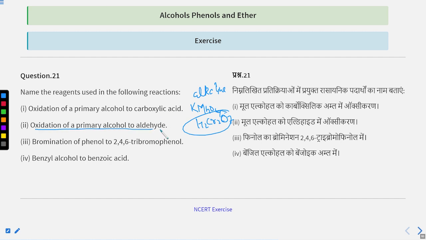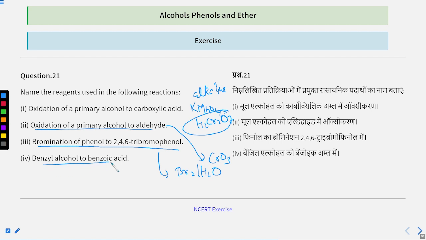Oxidation of primary alcohol to aldehyde. Okay, so for that we can simply use CrO3. That will convert your primary alcohol to aldehyde only. Bromination of phenol to 2,4,6-tribromophenol. So it is Br2/H2O. Because our phenol is very rich in electron density due to the donation of electrons from the oxygen. So that increases the rate of electrophilic aromatic substitution, and hence we get a tri-substituted phenol.